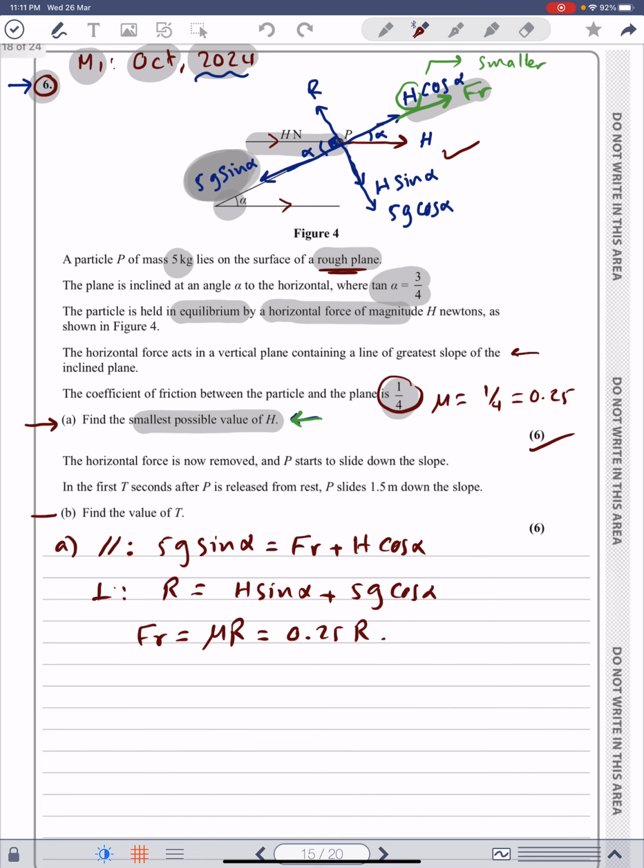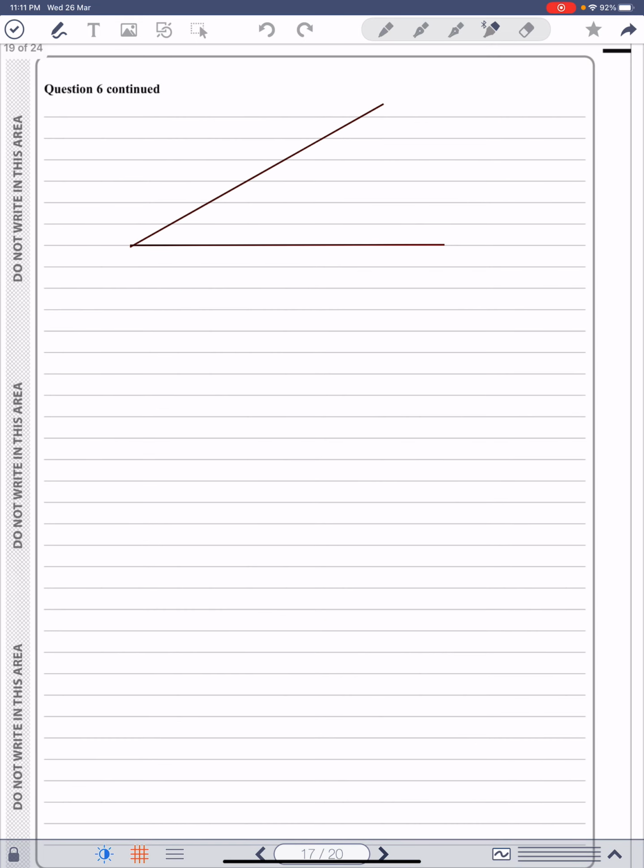For part B, the horizontal force now is removed, and P starts to slide down the slope or the plane. In the first t seconds after P is released from rest, P slides 1.5 meters down the slope. Find the value of t. This is, dear students, like a new question, or another question within the same question. What do you mean, sir? I will show you.